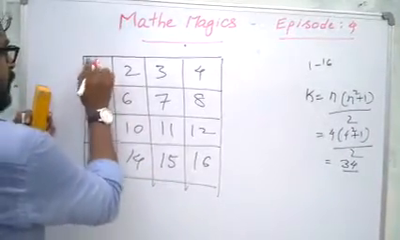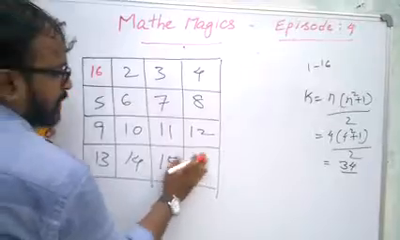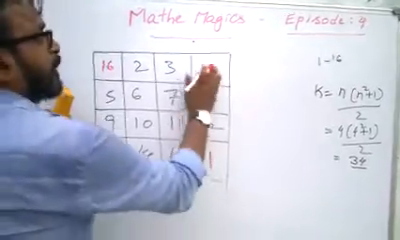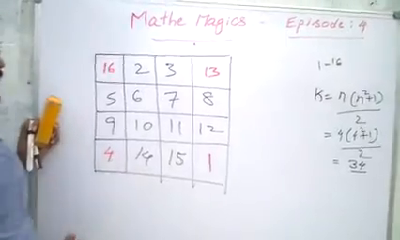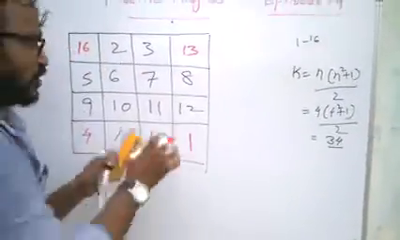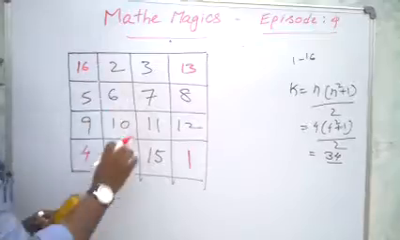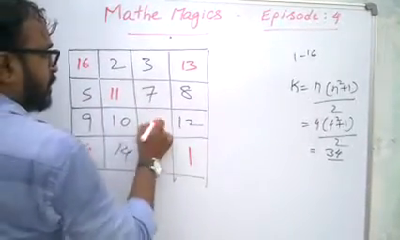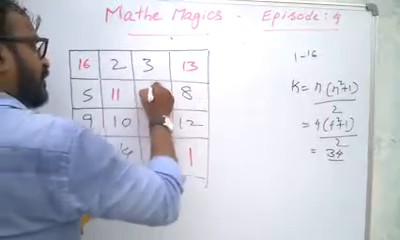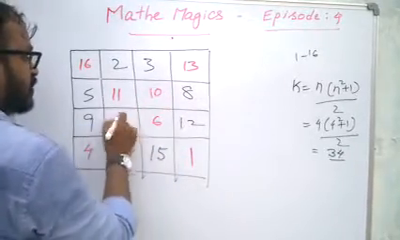In place of 1, write 16. In place of 16, write 1. In place of 4, write 13. In place of 13, write 4. So these two diagonals are interchanged. Now in this small square, interchange 11 and 6, and 10 and 7. That means 10 here, 7 here.